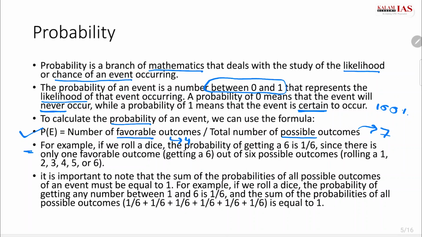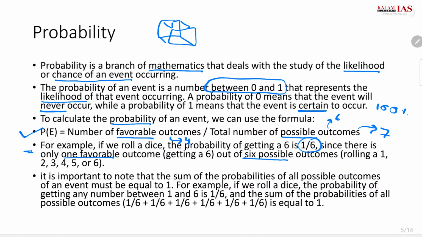Another example: if we roll a dice, the probability of getting a 6 is 1 by 6, because a dice has 6 faces. Each face has a number 1, 2, 3, 4, 5, 6. So for getting a 6, the total number of possible outcomes is 6, and getting a 6 is one favorable outcome. So the probability is 1 by 6, since there is only one favorable outcome out of 6 possible outcomes, 1, 2, 3, 4, 5, 6.